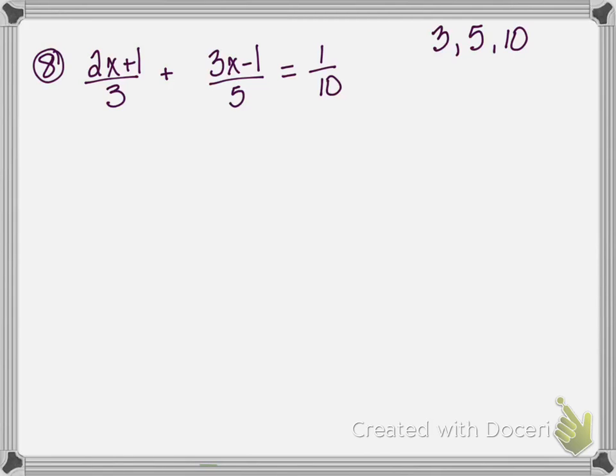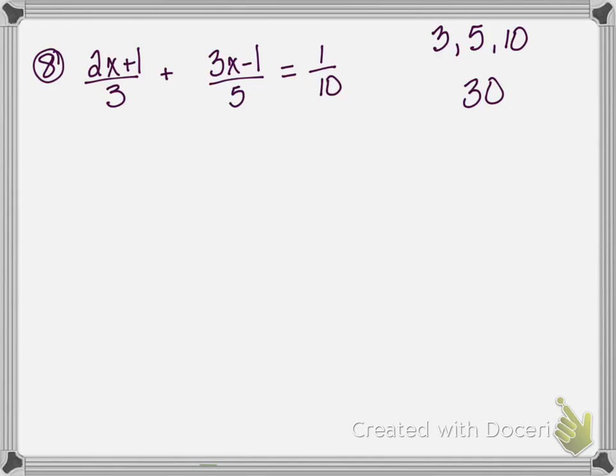Okay, what's my LCD of 3, 5, and 10? Yeah, it's 30. It's pretty big. Okay, it's 30. But if I multiplied 3 times 5 times 10, I would get 150, so I definitely wouldn't do that. Okay, but 3, 5, and 10, they all go into 30. And so that's what we're going to use.